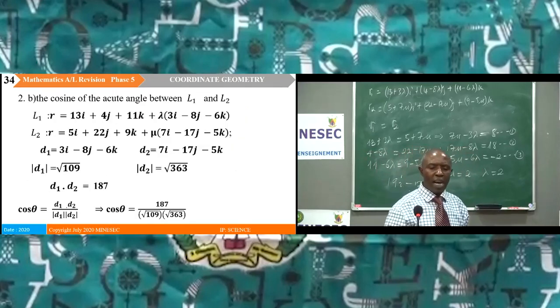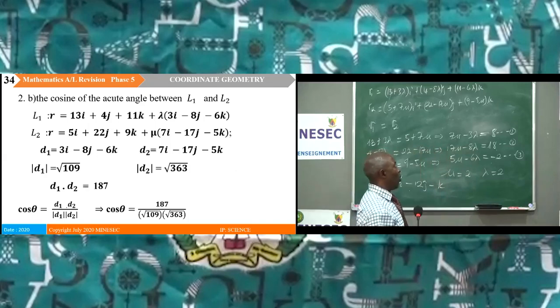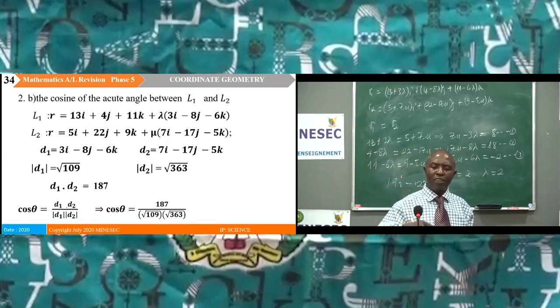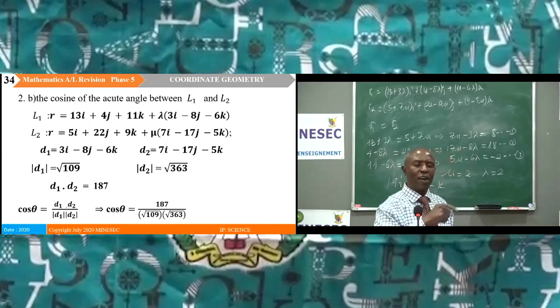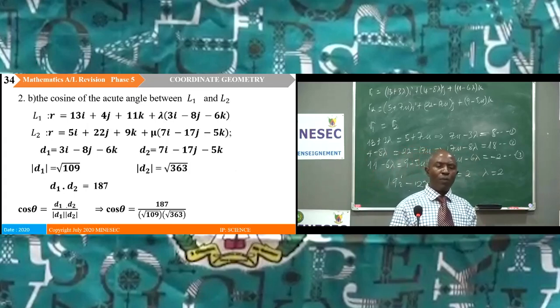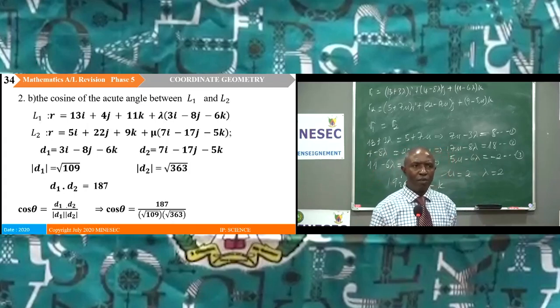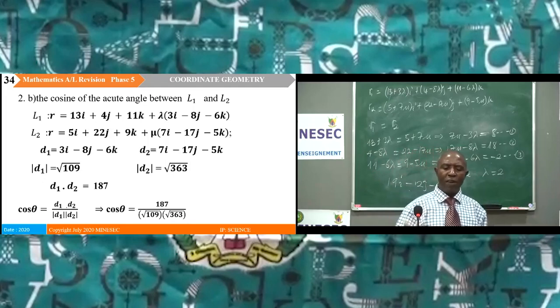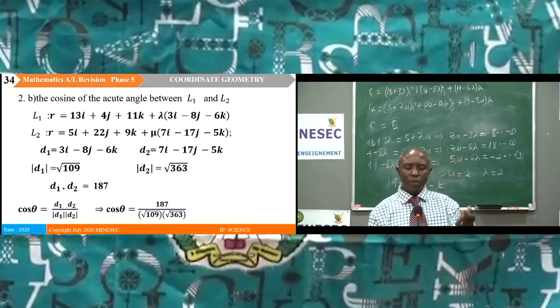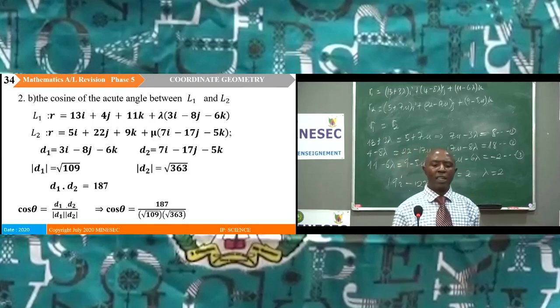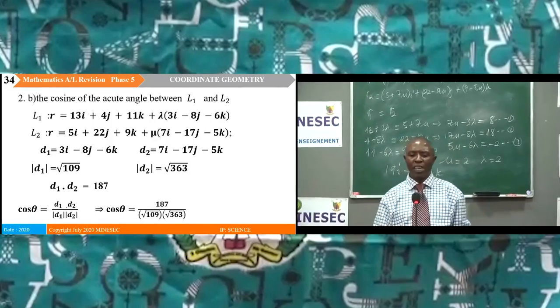The cosine of the acute angle. Now, what you have on your screen there, lambda multiplied by that gives us 3i minus 8j minus 6k, the direction vector of the first line. And the second line's direction vector is 7i minus 17j minus 5k. We look for the modulus of these direction vectors, as you see them on your screen. For the first line, we have the square root of 109, and for the second, we have the square root of 363.